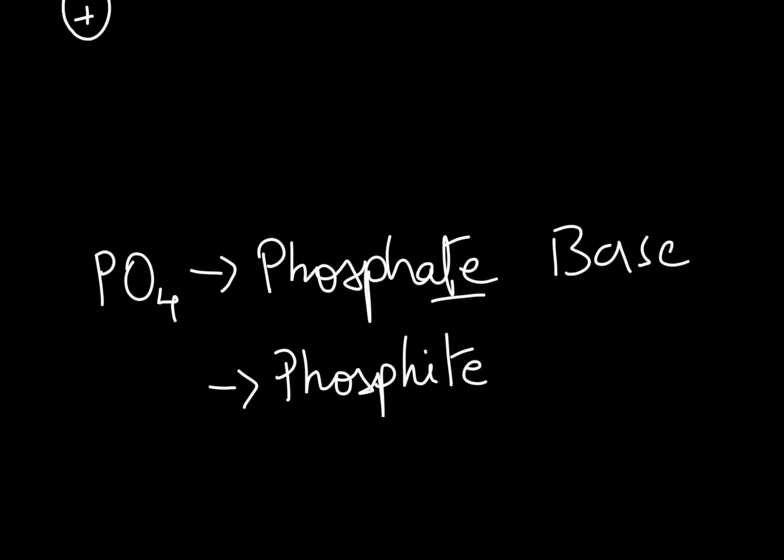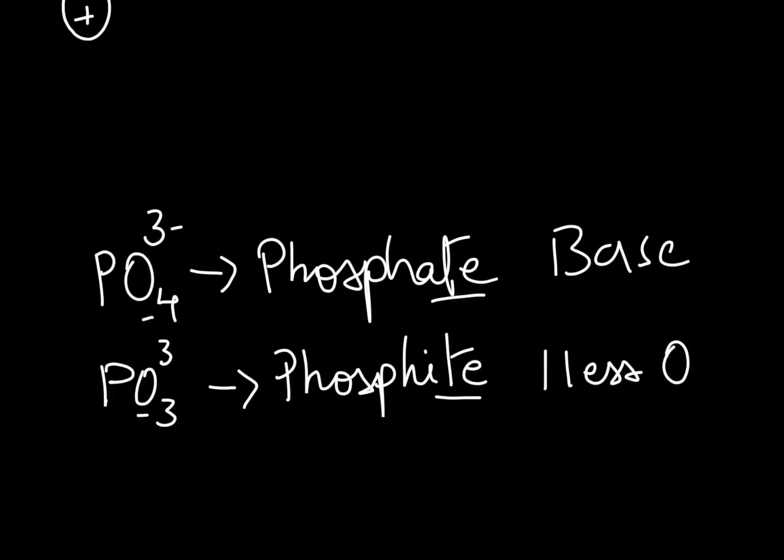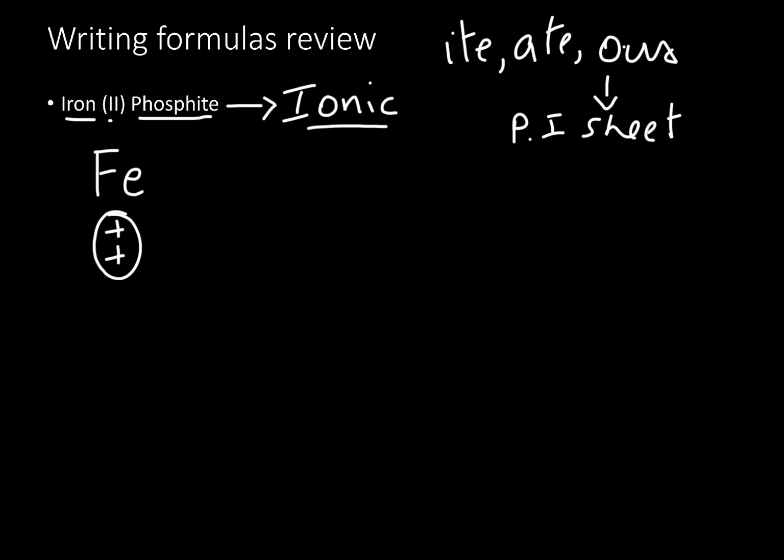Now if you look at that list, I also told you that ite means 1 less oxygen atom. So PO4 becomes PO3. Even though you change the number of oxygen, your oxidation number still stays the same. So if PO4 was 3 negative, PO3 is still 3 negative. Now that we've figured out that phosphite is PO3 with 3 negatives, all you need to do now is balance these charges out.